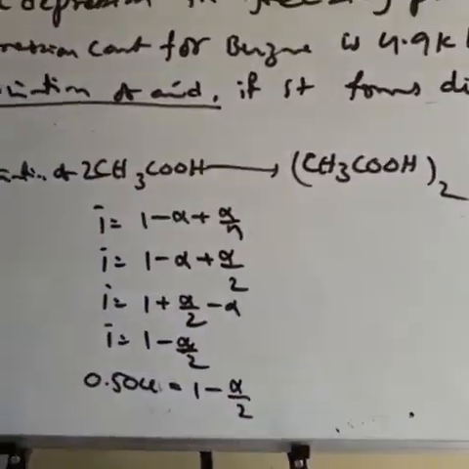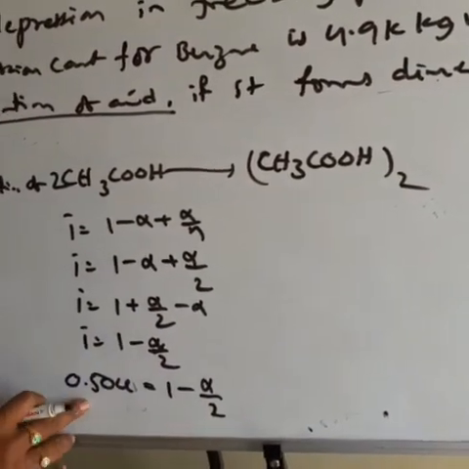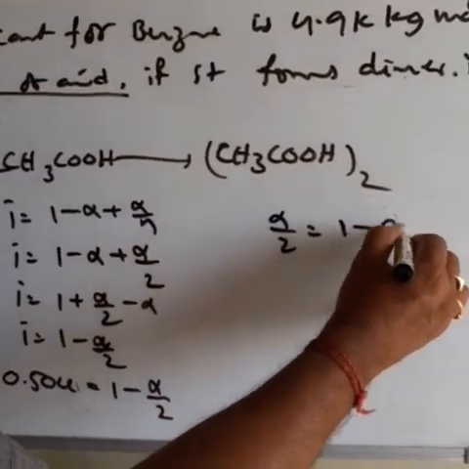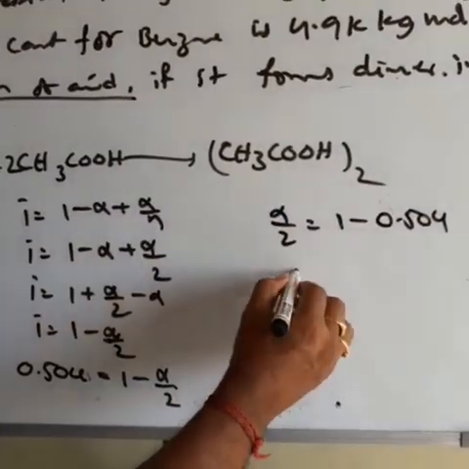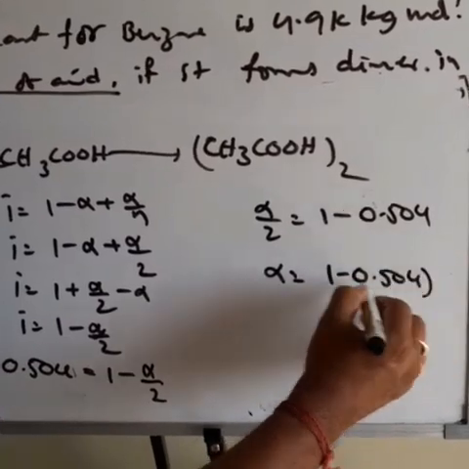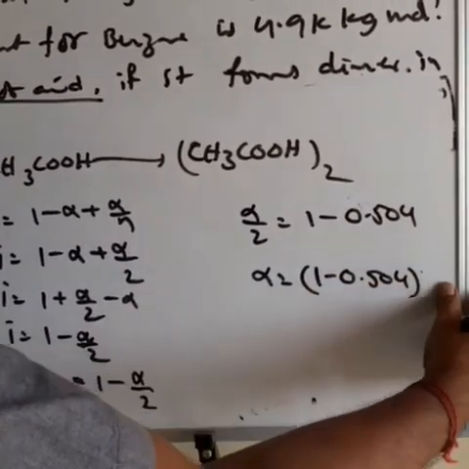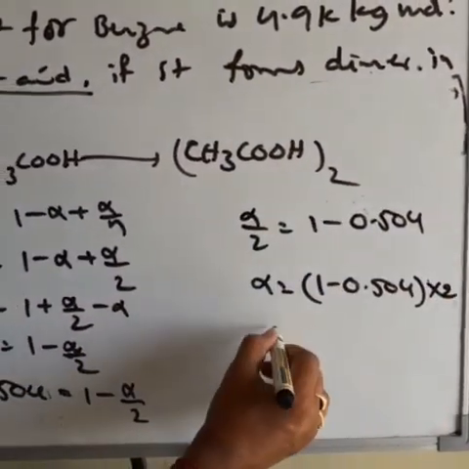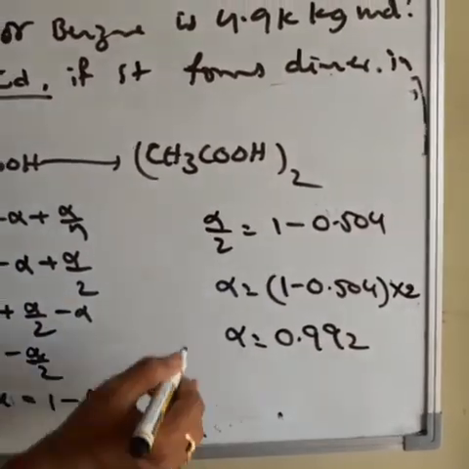Next, from this formula, minus alpha by 2 comes to this side, and this value goes to the other side. Then alpha by 2 is equal to 1 minus 0.504. Therefore the 2 is multiplied, so alpha is equal to 1 minus 0.504 into 2, because division becomes multiplication. Then the total value is 0.992. This is the alpha value.